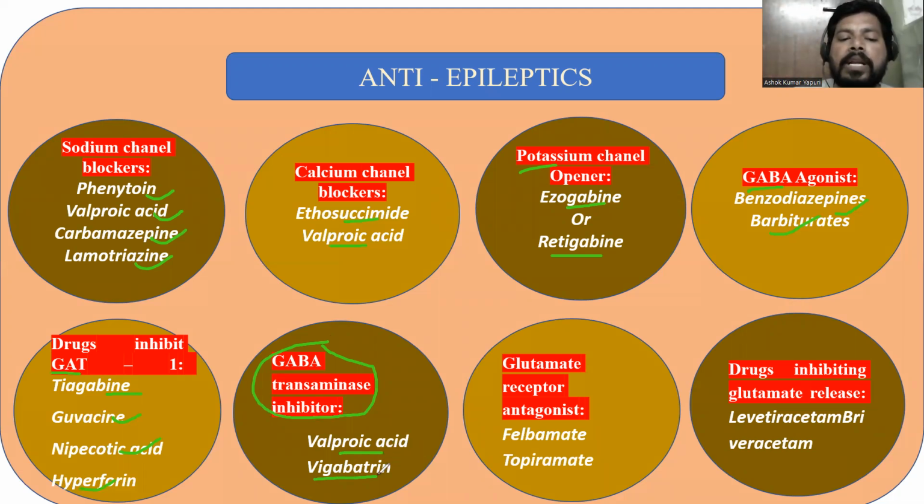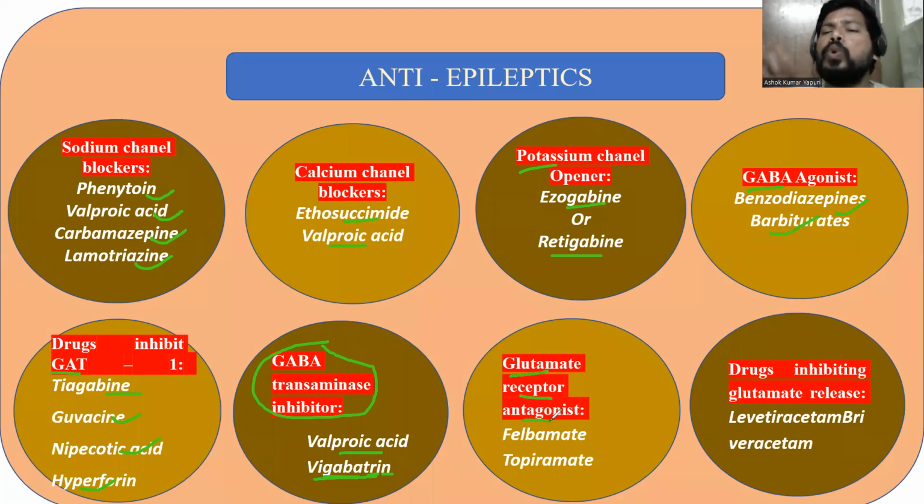So if you observe clearly, vigabatrin: GA means GABA, TR means transaminase, IN means inhibitor. So vigabatrin is an inhibitor of GABA transaminase. VI means presence of vinyl group. And next, glutamate receptor antagonist.